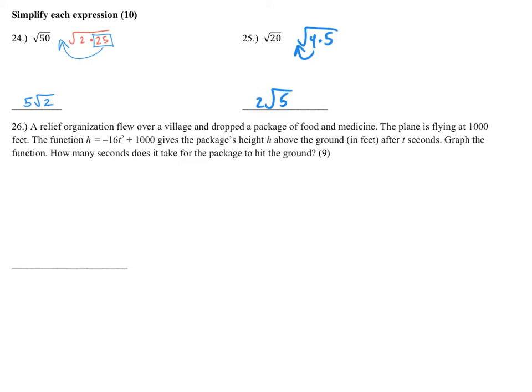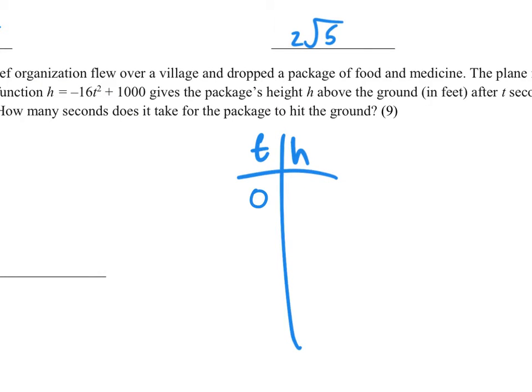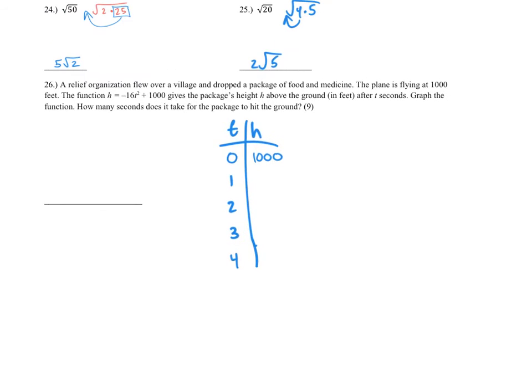Alright, so here's what we have. We're going to be making a table with time values and height values. We know that when they first drop it, so at time 0, it is 1,000 feet up in the air. So when we drop it and time starts to increase, we can find these different values by plugging them into this equation, because our height is equal to -16t² plus 1,000. And if you plug each of these values into that scenario, here's what you would get.